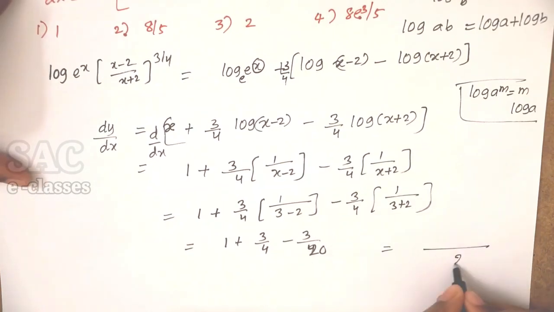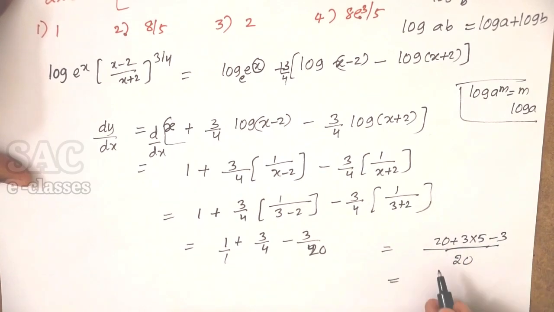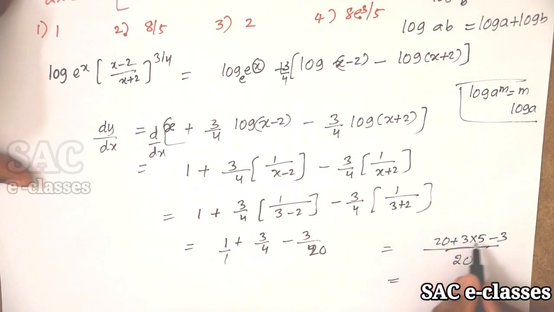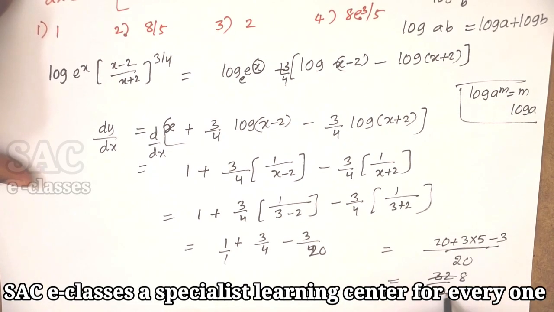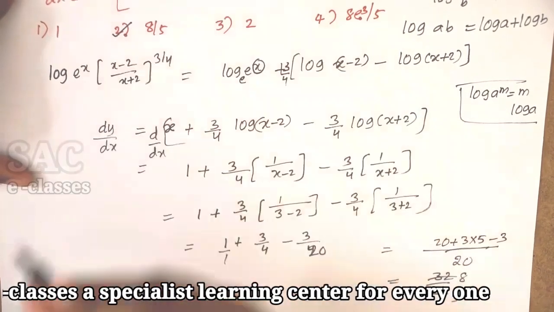Simplify. You may get 35 minus 3, which is 32 by 20. That will give you 8 by 5. Answer is 8 by 5.